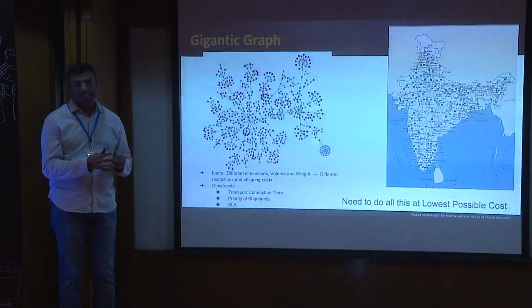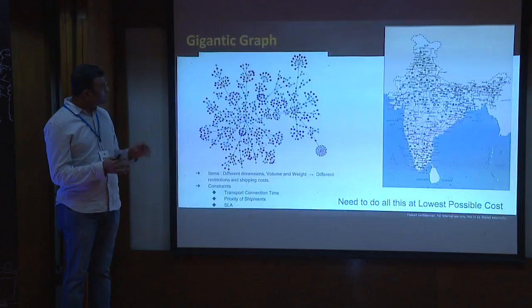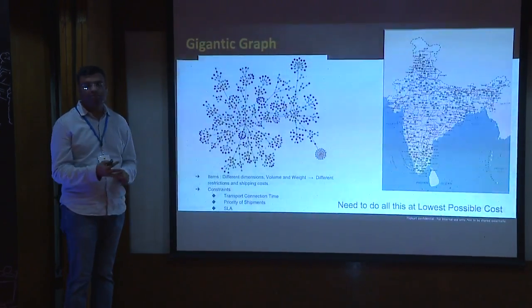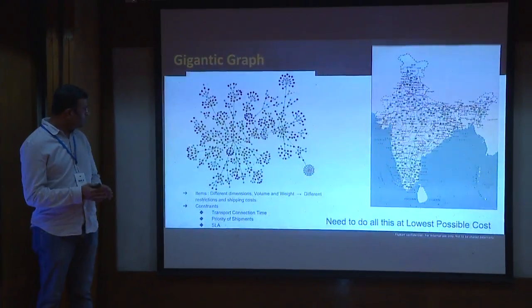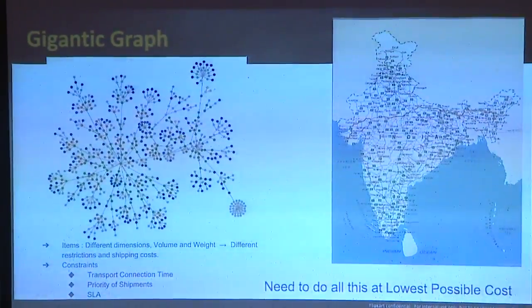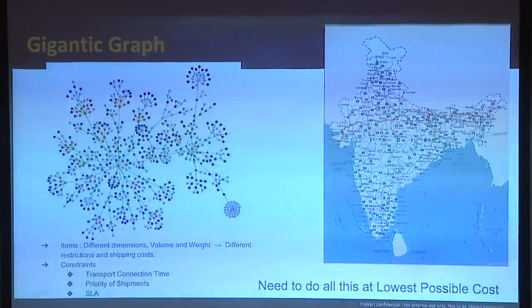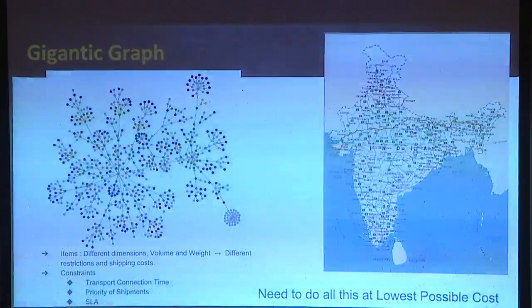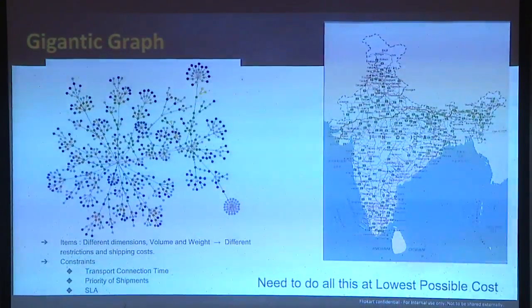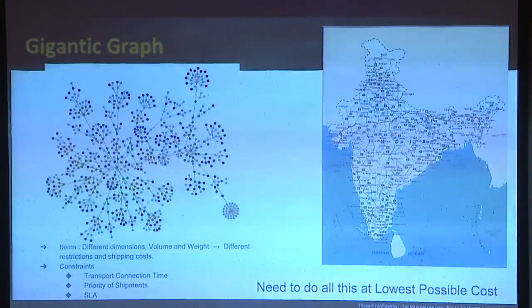So in the examples that we have taken, we had very small graphs. In reality, the graph is huge. It's the whole supply chain network for the entire country, right? Now, all the items have different dimensions, different volume, different weight. These result in different shipment costs, and in a lot of cases, different restrictions as well. For example, any product which has a battery is considered dangerous, so it cannot be shipped by flight. It can only be shipped by road. So we have all these constraints.